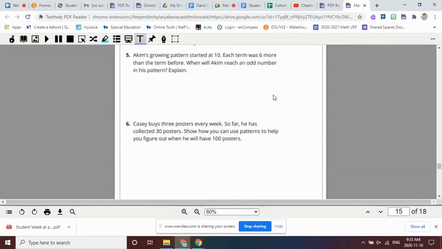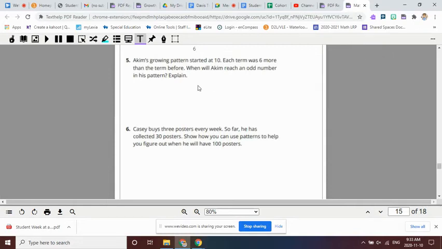Now these ones I'm just going to read to you, and I want to see how you do with these questions. So I'm not going to support you in the same way I did with the other ones here. So it says, Akeem's growing pattern started at 10. Each term was 6 more than the term before. When will Akeem reach an odd number in his pattern? Explain. So Akeem's growing pattern started at 10, and each term was 6 more than the term before.